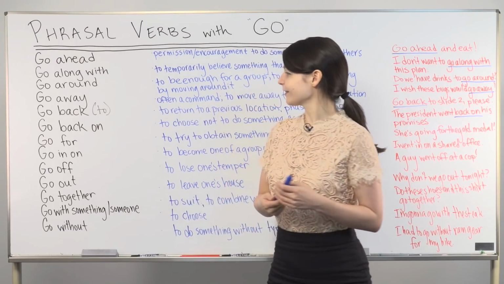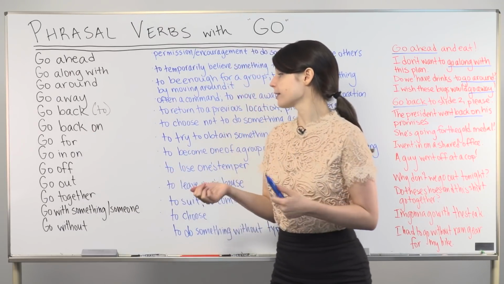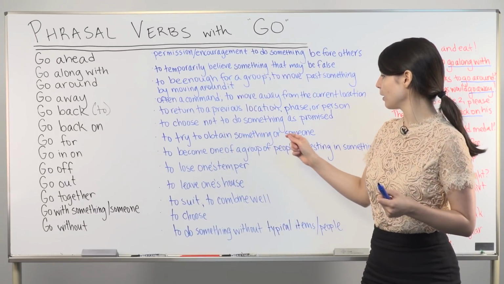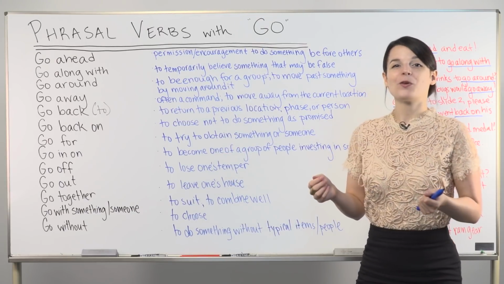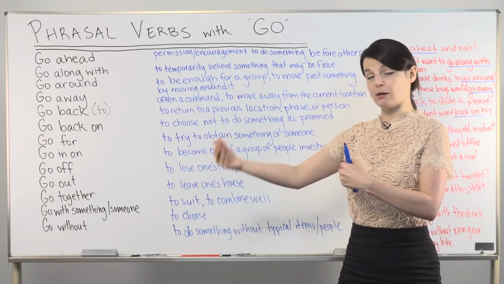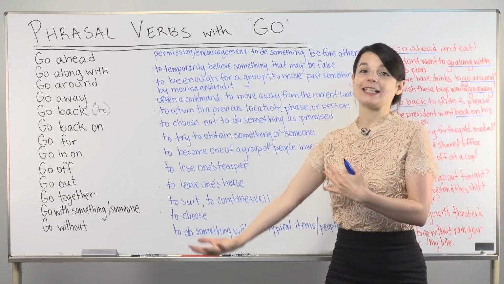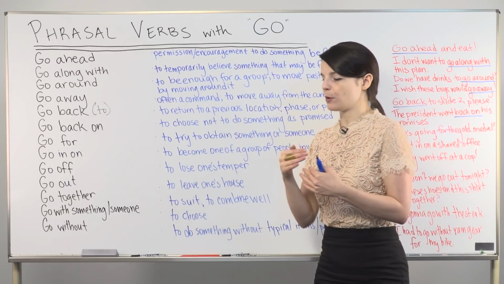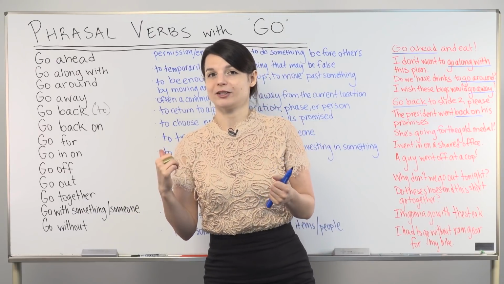Okay, so let's continue on to the next phrasal verb, which is go for, to go for something. To go for something means to try to obtain something or someone, to try to get something or to try to get someone. So when I say to get someone here, this can mean to get someone as a boyfriend or a girlfriend, or it can mean to try to get someone to participate in something. So you want someone to join like a party or a conference or something similar. You can use this expression in that case.